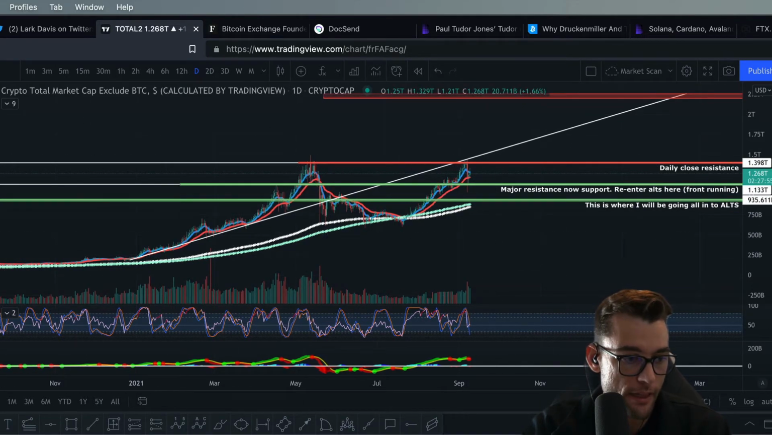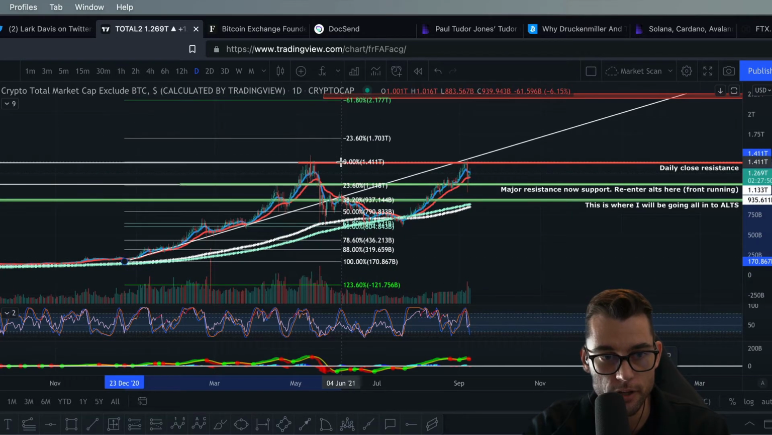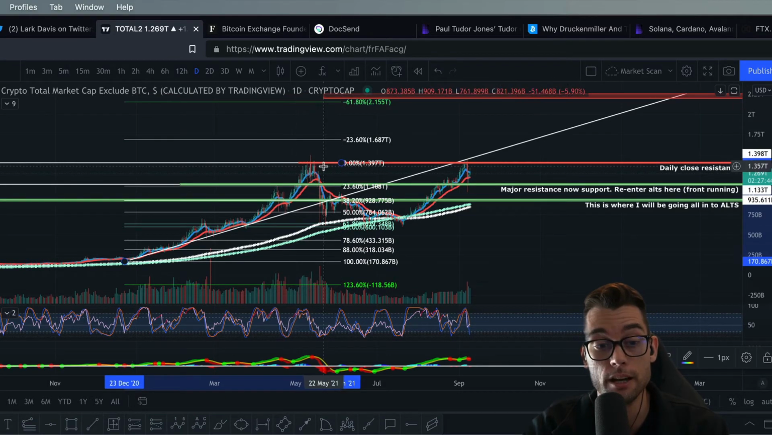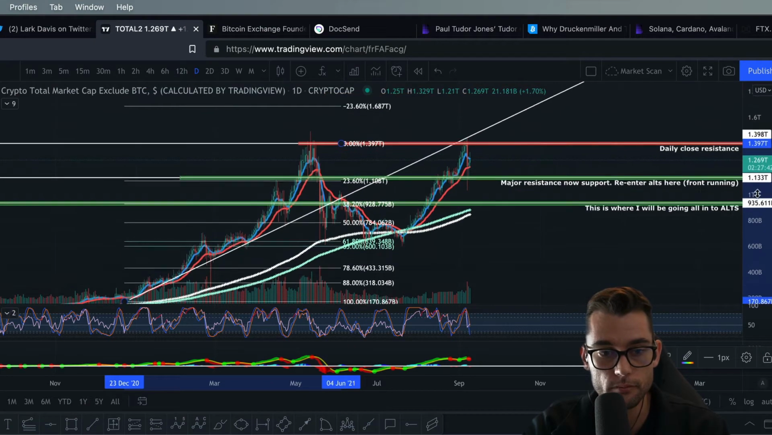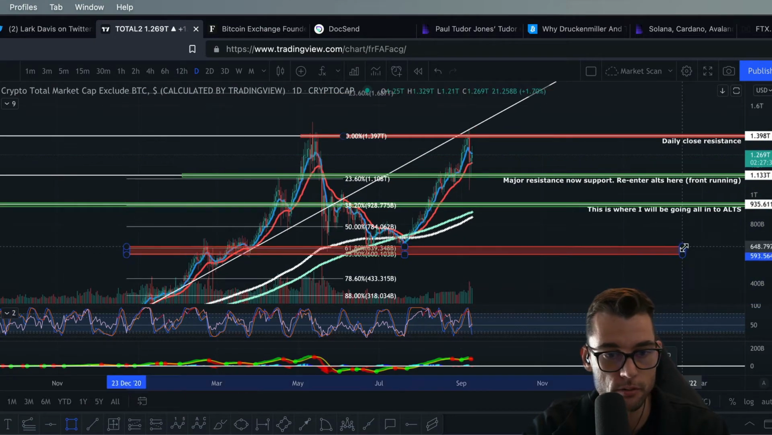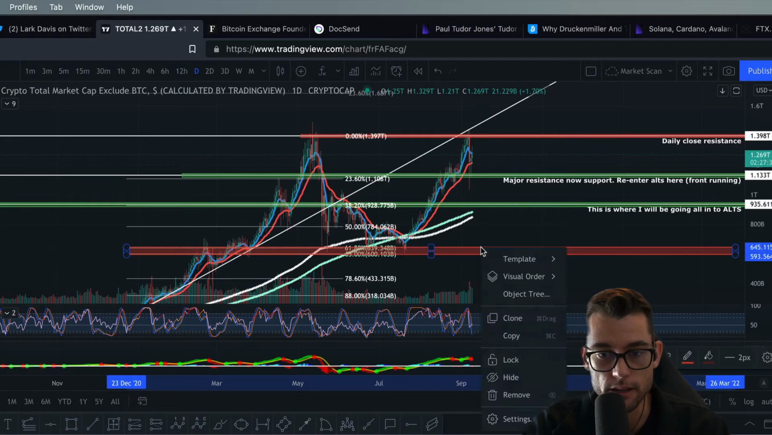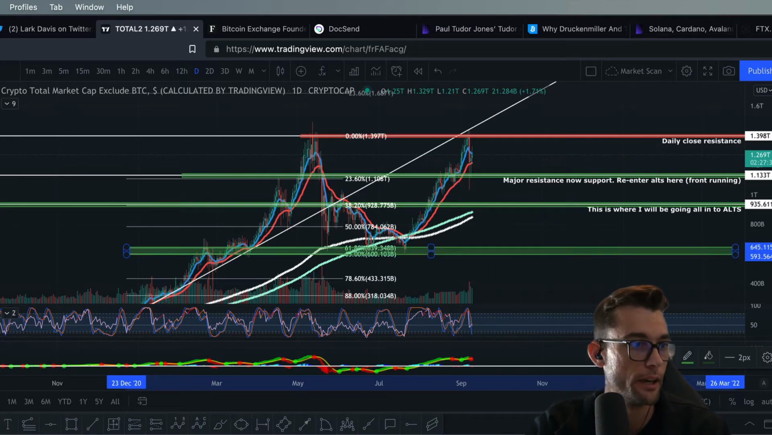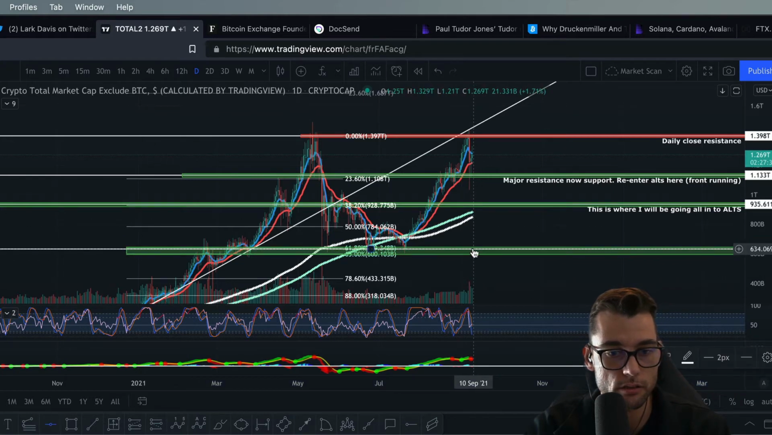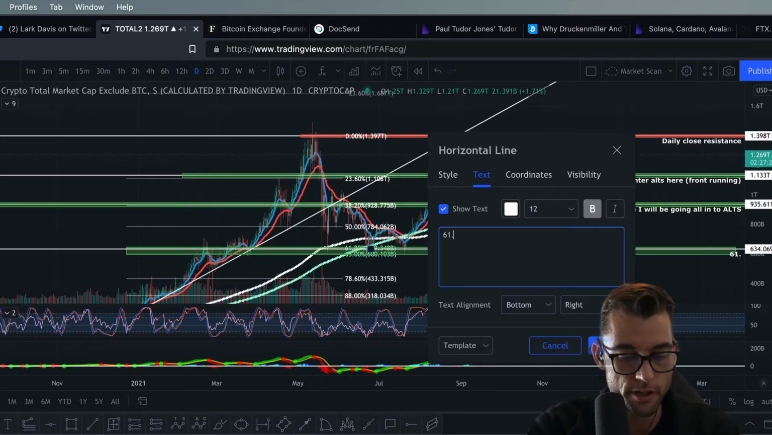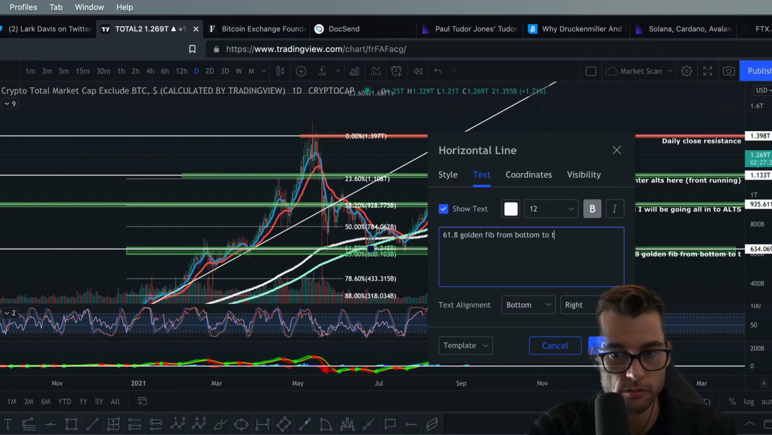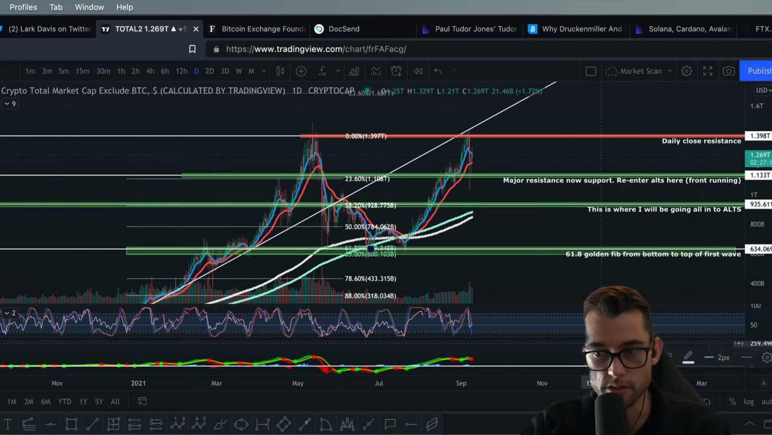We did that. Now, what I want to do is I want to take the Fibonacci's, and I'll just do it from left to right. And if we do go from left to right, from the bottom to the top, Fibonacci, come down to the 61.8. What do you know? This right here was the 61.8. It hit that exactly. So I'll make this green, and I'll say this was the 61.8 golden Fib from bottom to top of first wave. I guess we'll just call that the first wave, right?